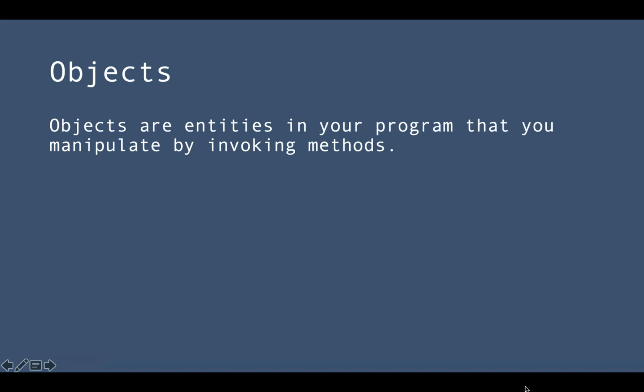The second term is an object. Objects are entities in your program that you manipulate by invoking methods, and you'll hear me use the words instance of a class. So objects are instances of a class. If you create a class, you then create an object, and an object is kind of like an example of that class. You'll also hear me use the word instantiate. When you create an object, I'll say you instantiate an object. That's just a different word for the same idea. So those are the terms themselves, but what do I mean by them?